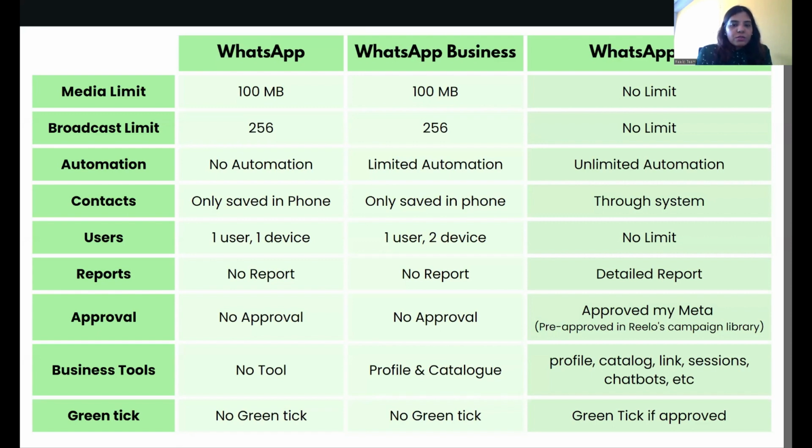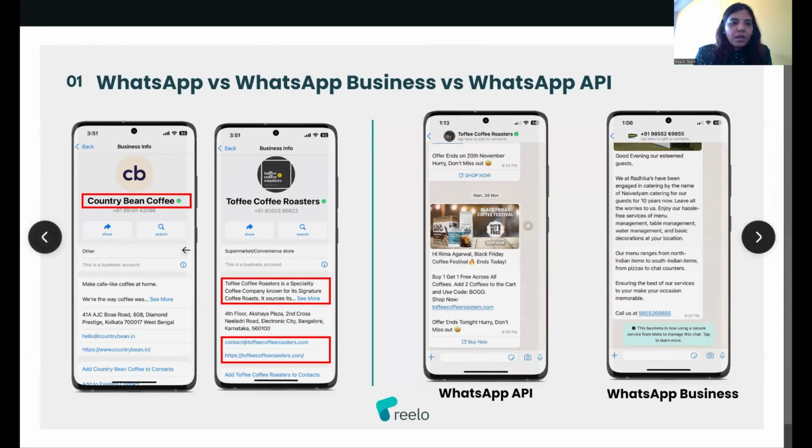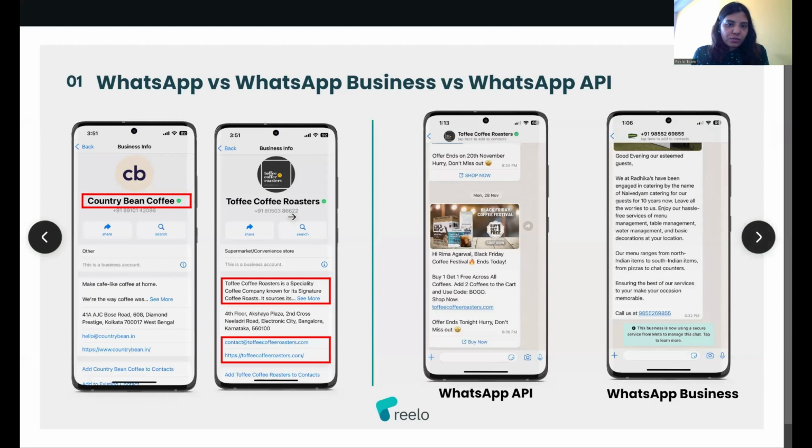Now, business tools. So what are basically tools? Something that we already spoke about in the previous profile. Now, when you have your normal WhatsApp, there are no tools available. It's like my profile. I will get just my name over here, my number, and no details, just what groups I'm part of and status. But if I'm using WhatsApp Business or WhatsApp API, I can actually get this profile that you see on my screen, that is Country Coffee Bean and Toffee Roasters. That's a whole profile that I can create for my business, which would include my address, the details of my business, my website, my email ID. I can include all of those things.